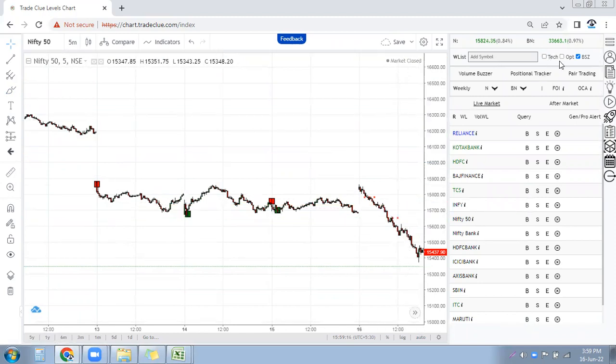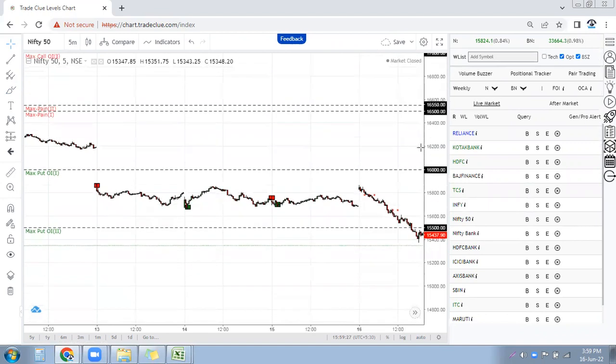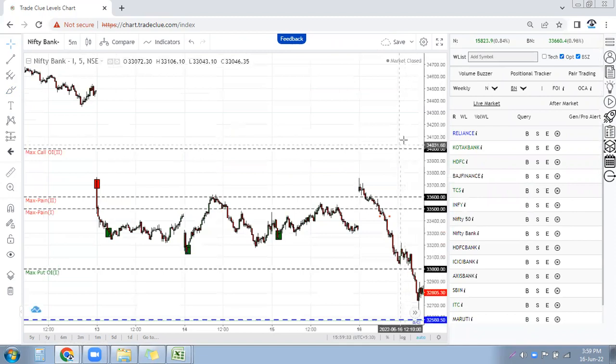Apart from technical level, we have OPT, which is option levels. So you can clearly see over here, the max put OI is at 15,500 for Nifty. And similarly on the upper side, plus the max pain. So these are the OI levels which are there of Nifty. And if you go for Bank Nifty, then you can see the max call put OI is also there, which is taken from the option chain.